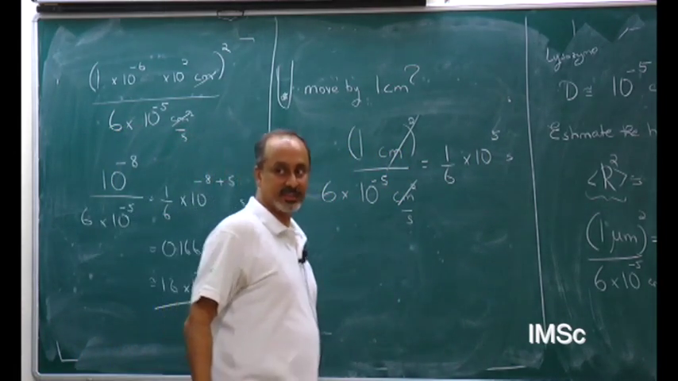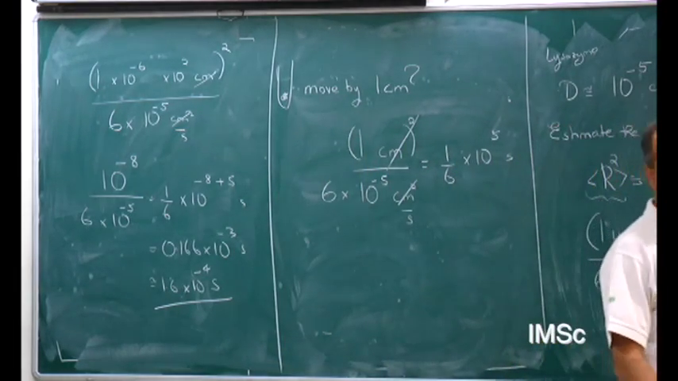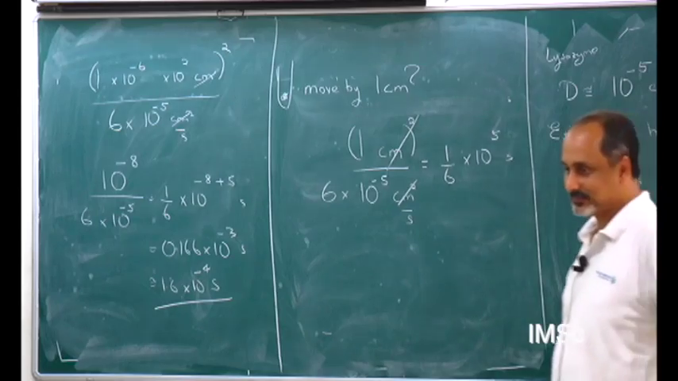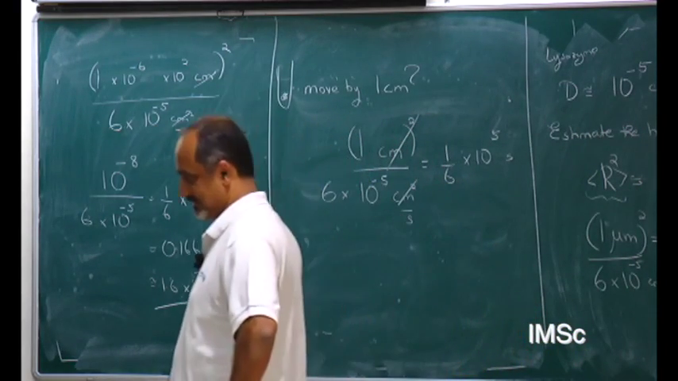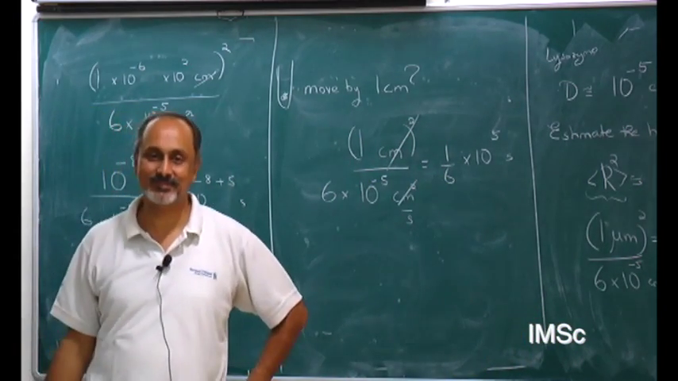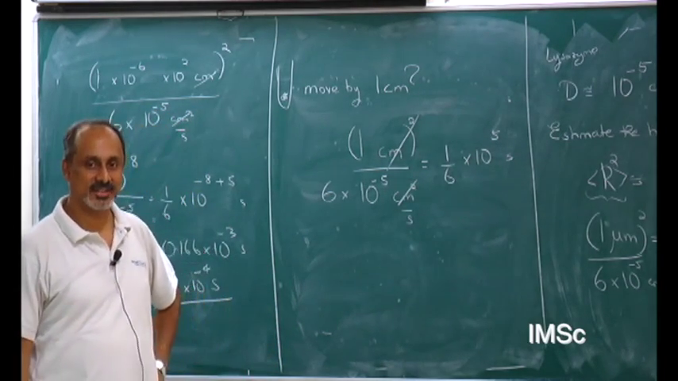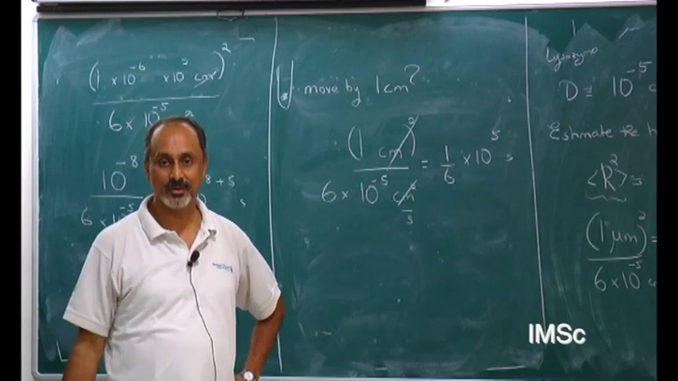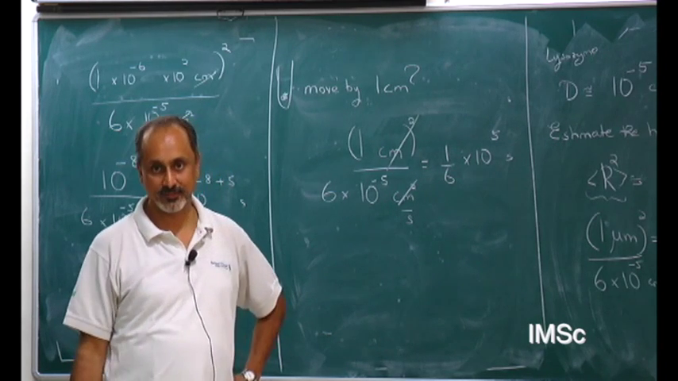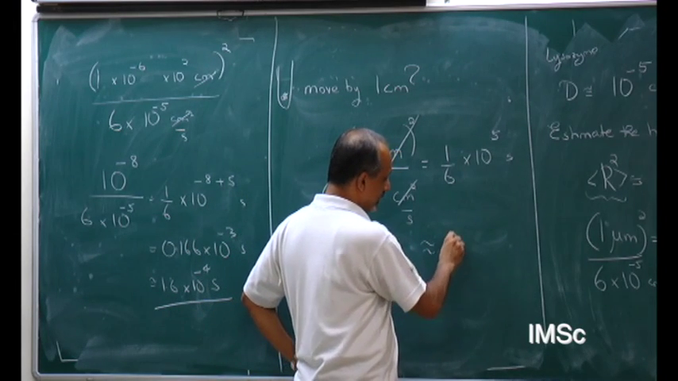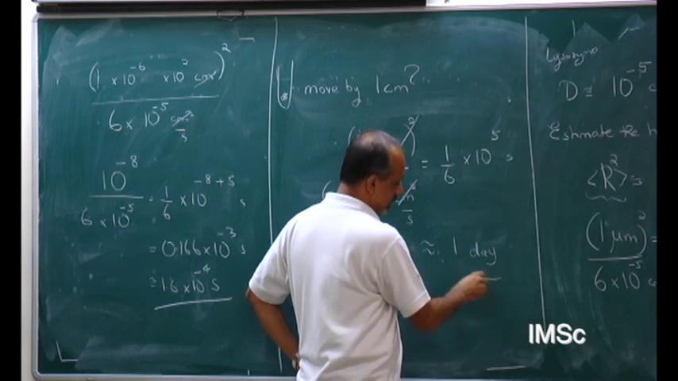How much is 10 to the power 5 seconds? We discussed this at some point when we were estimating time scales. How many seconds are there in a day? 100 years is 10⁹ seconds. So there are 86,400 seconds in a day, which is very close to 10 to the power 5 seconds. So it takes approximately 1 day to diffuse around by 1 centimeter.